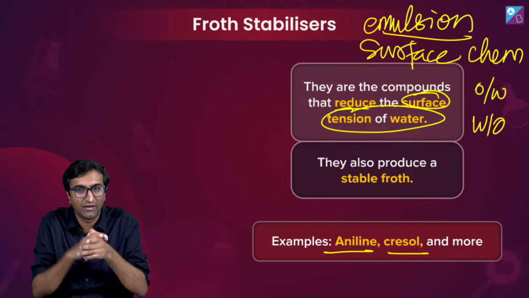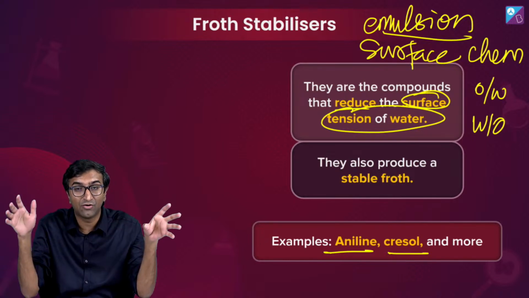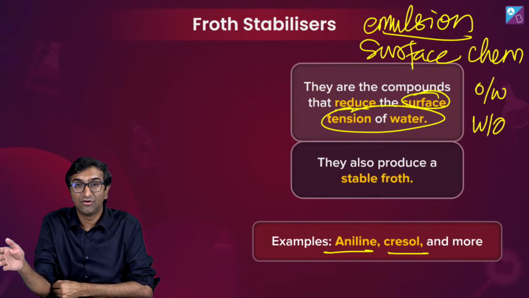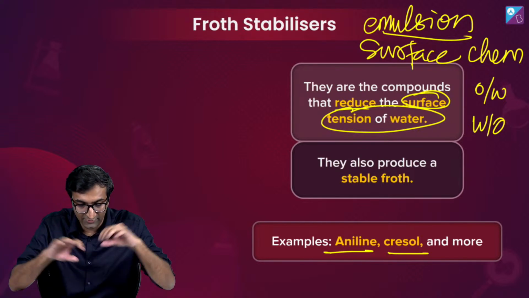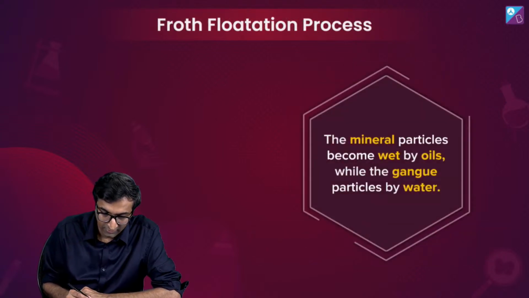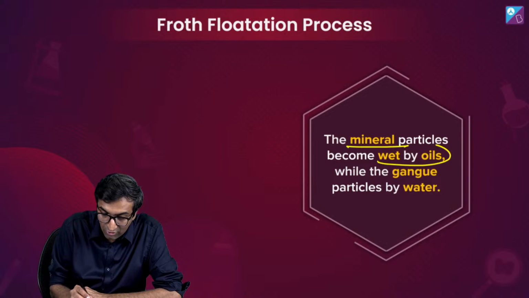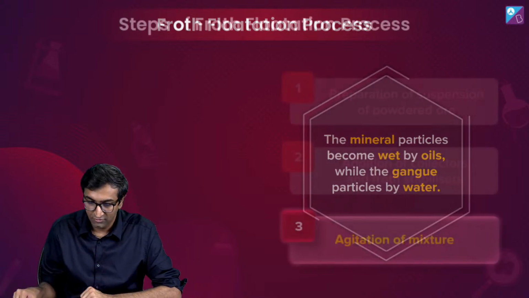Okay, resin. Okay, a lot of inputs coming in. But yeah, cool. Froth stabilizers are similar to that idea what we learned in emulsions, that you add some substances that make sure that the froth stays as it is and doesn't go back and separate out and all that. Aniline and cresol help with this. Okay, cool. Great. So the mineral particles get wet by oils and the gangue is wetted by water. In this case, when you have sulfide ores. All right.